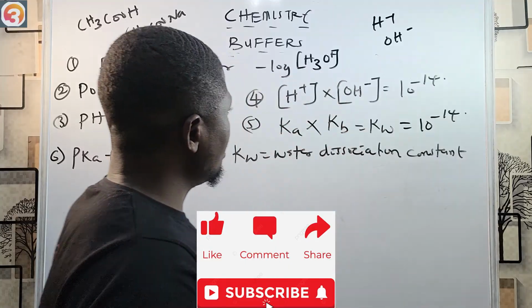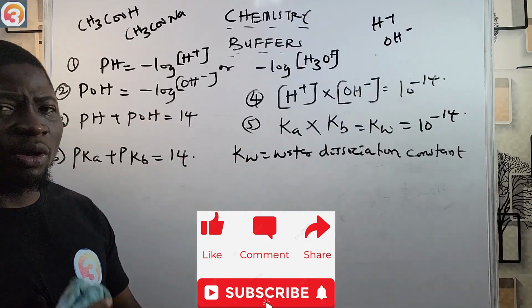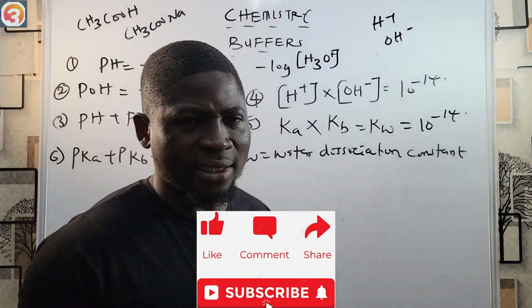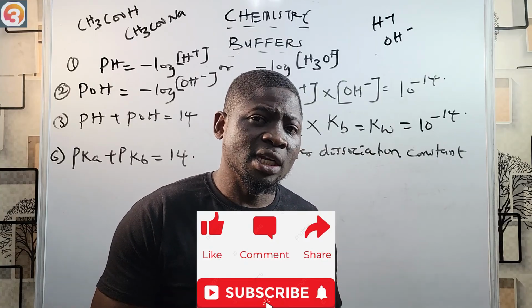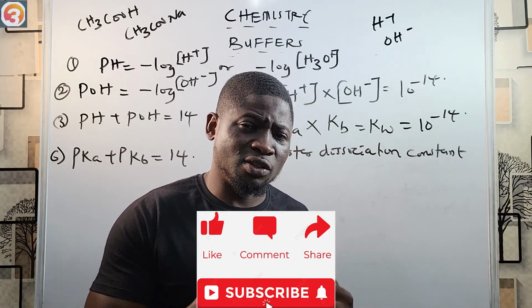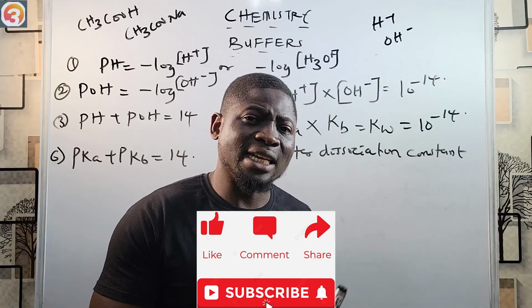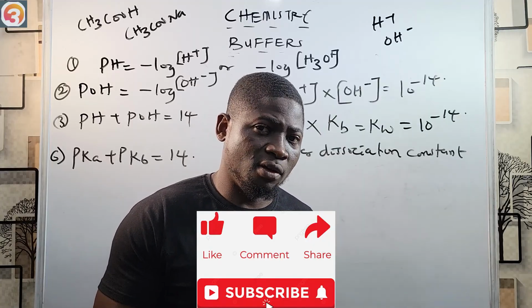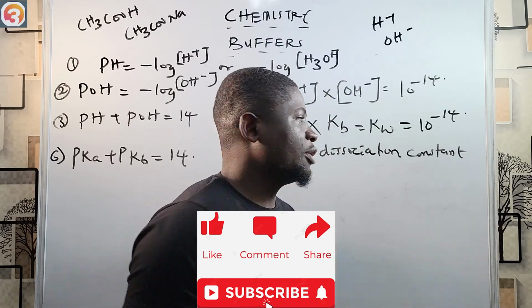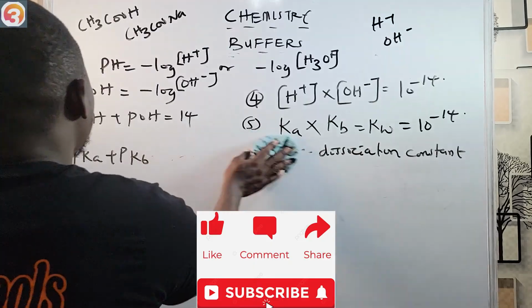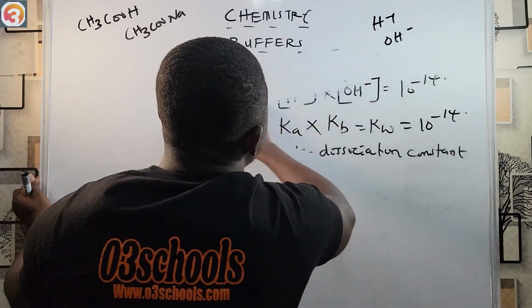All right, so now we have seen these formulas. Now I want to tell you, how do you know a strong acid? A strong acid has certain characteristics. Once you know the characteristics of a strong acid, it will be easy for you to know whether an acid is strong or weak. So it helps to differentiate whether an acid is strong or weak. Let's see some of these characteristics.